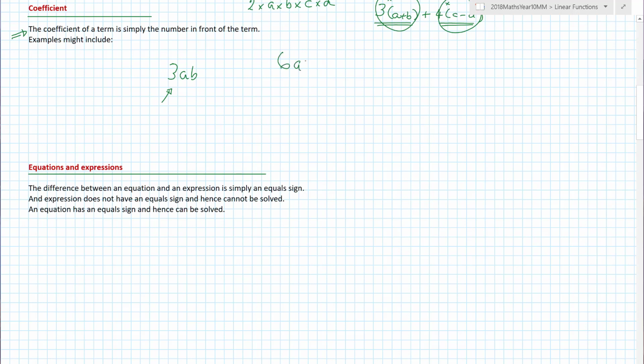If I had 6a squared d, oh look, I put a squared in. Again, this is still a term. It doesn't matter that it's got floaty numbers or powers or indices, depending on which you want to use. But this value here, this 6, is the coefficient. They don't all have to be positive. Minus 7 bracket a plus b all times c.